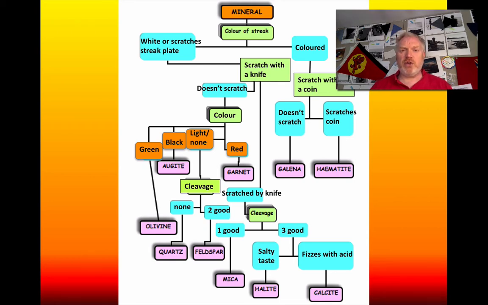There are two minerals though that could be light in colour or white in colour or even perhaps have no colour. That's quartz and feldspar. The key difference there is cleavage. They're both harder than a knife, so hardness doesn't help us. They both have pretty much the same density, but quartz doesn't have any cleavage. Feldspar has two good planes of cleavage at 90 degrees to each other.